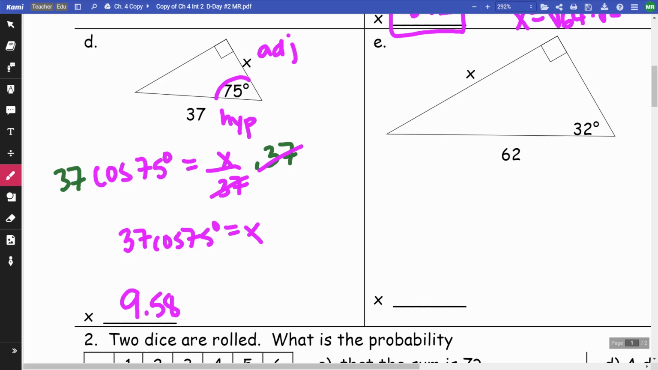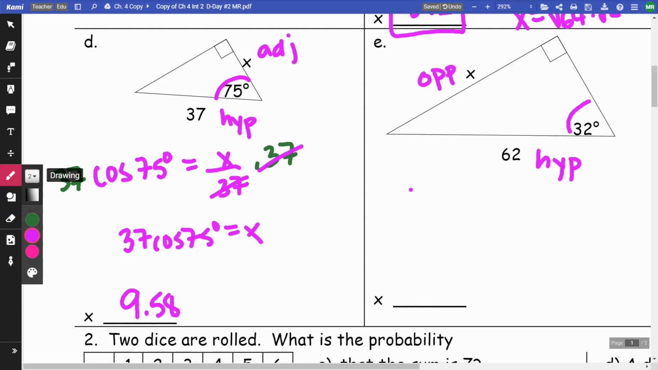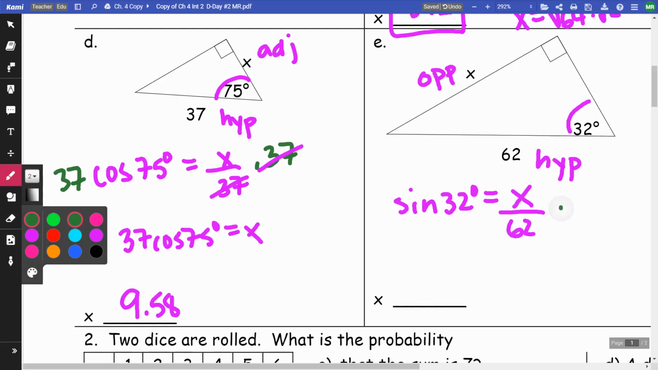On the next one, if I am looking at 32 degrees, this is going to be opposite. This is going to be hypotenuse, so that's going to be sine of 32 degrees. Let me just rewrite that a little neater. So sine of 32 degrees is equal to opposite over hypotenuse. I'm going to multiply both sides by 62. And I'm going to get 62 sine 32 degrees is equal to x.